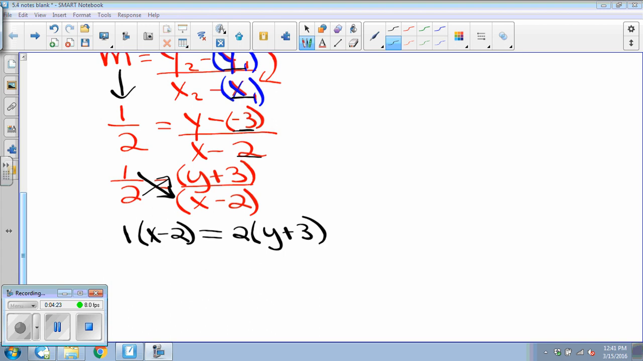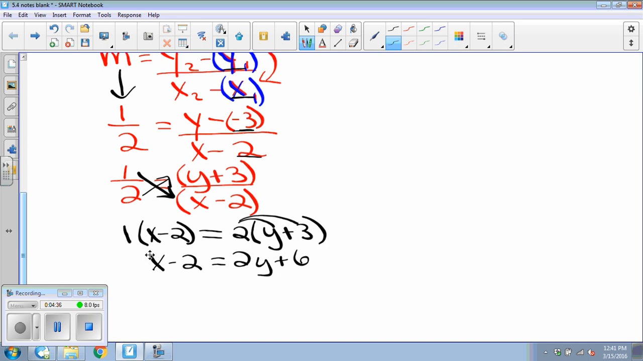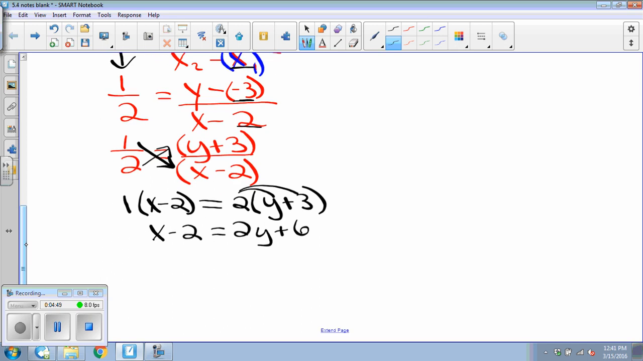Okay. So, 1 times anything is just itself, right? Yeah. So that's just x minus 2. And then I multiply this, so I get 2y plus 6. All we have to do is get y by itself now. Okay, remember how we took things that were in standard form and we rearranged it to put it in slope-intercept form? Yes. That's all we're doing. We're getting y by itself. So, I need to get y by itself, so I need to get rid of this plus 6. How do I do that?